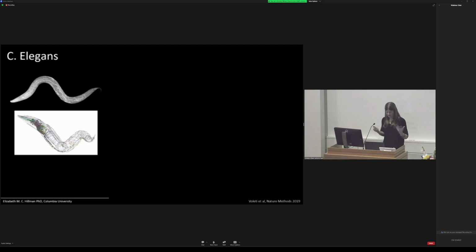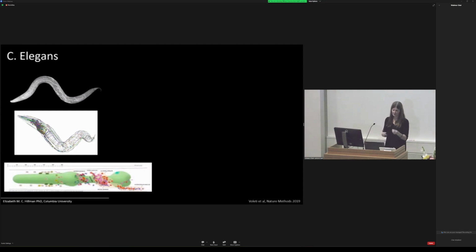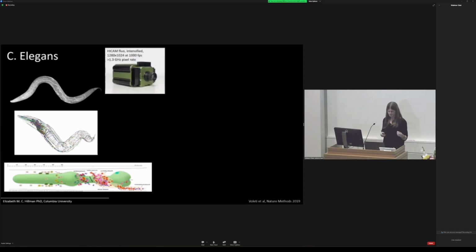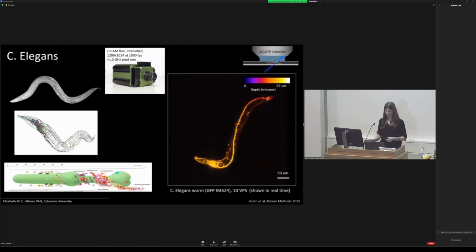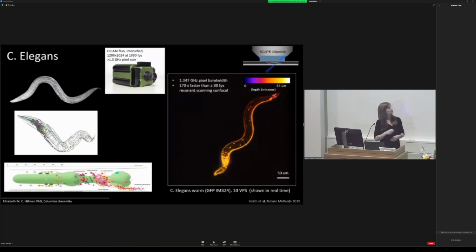But the worm is an incredible organism. It's got a really well-detailed connectome. We know the genetics. We have a name for every single one of its 302 neurons, which was shocking to me. And so we took our really, really fast camera and we set our system up, and we found that we were able to actually capture the whole worm moving around in 3D. And so again, this was at 1.3 gigahertz pixel rate.